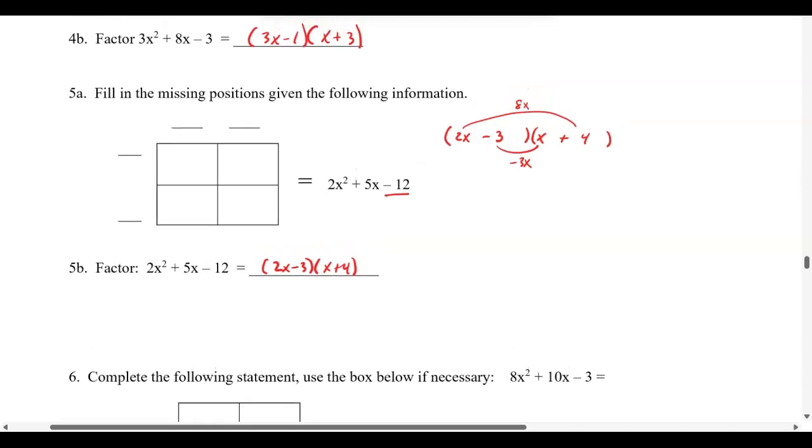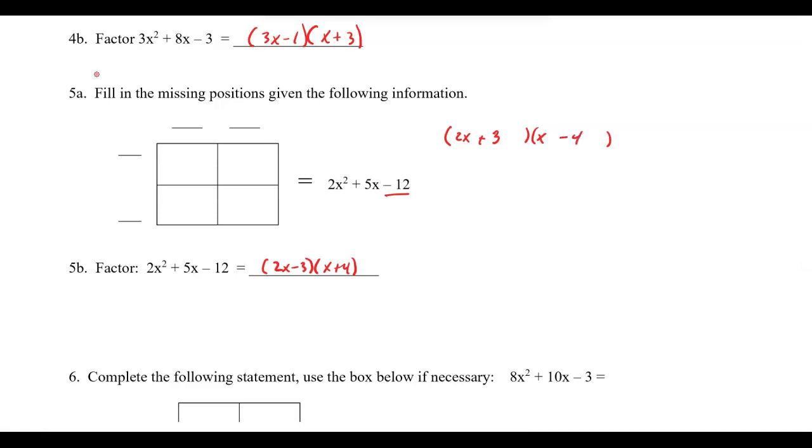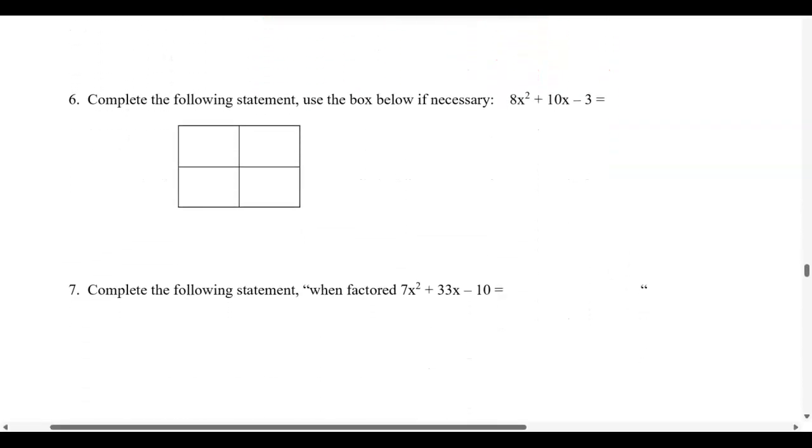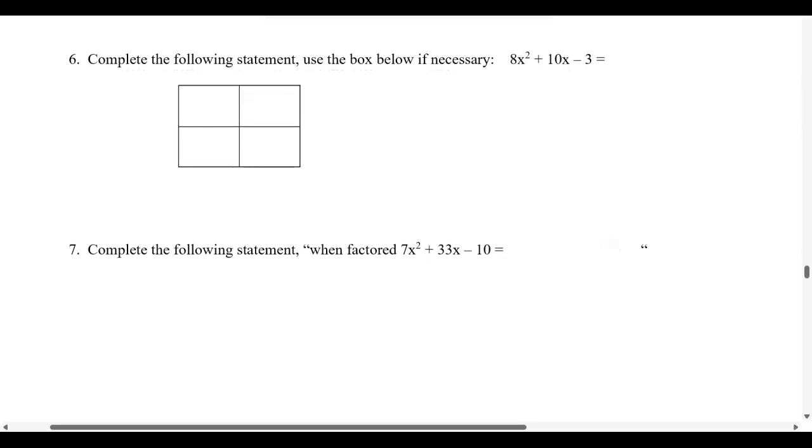Okay. Now, hypothetically, if I did it differently and I went plus 3, minus 4, if I check the outers, that would give me negative 8x plus 3x. That's going to give me negative 5x. That wouldn't work. So now I'd have to play around with this. That's the trial and error method, or guess and check.